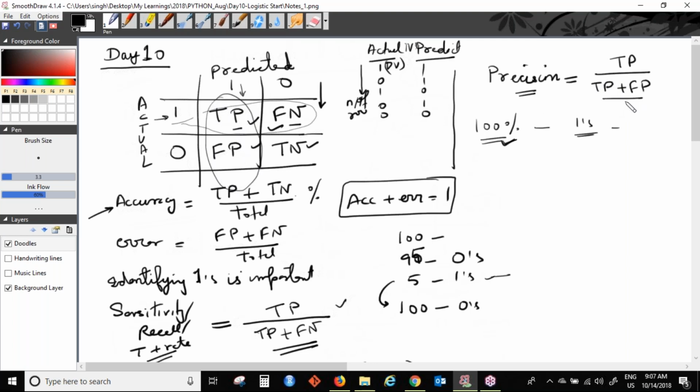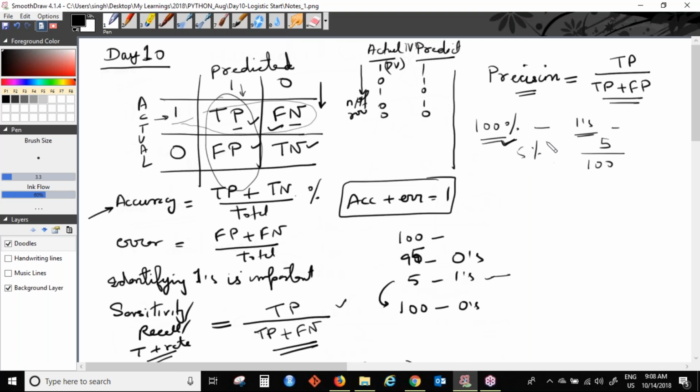Since the denominator is all predicted ones, if you predict too many ones, this number will become small, and you will know that your precision is not good. If you predict 100 ones out of 100 samples and only 5 are actually ones, your precision will be only 5%, which is very poor. You will know that your model is over-predicting, always predicting 1.